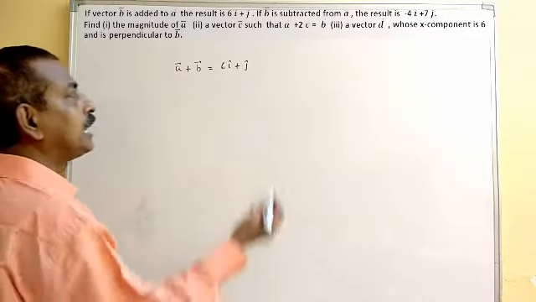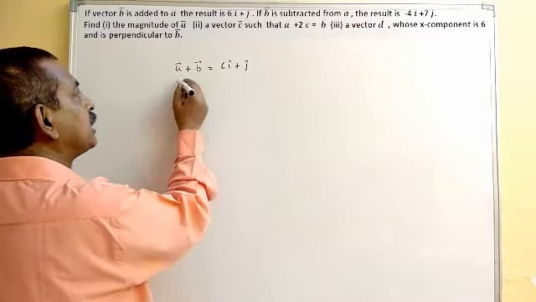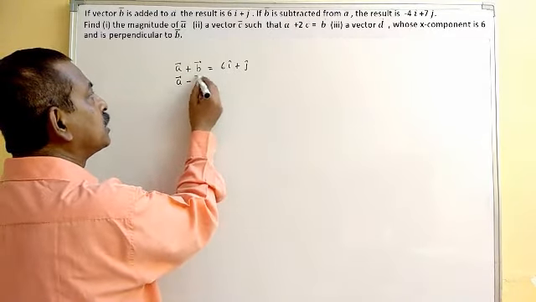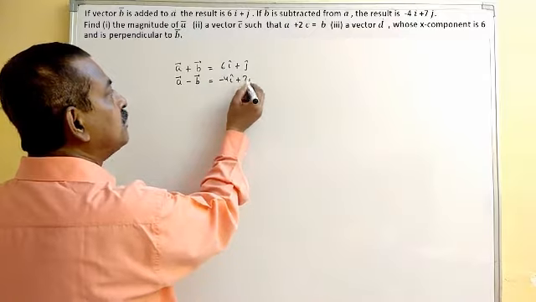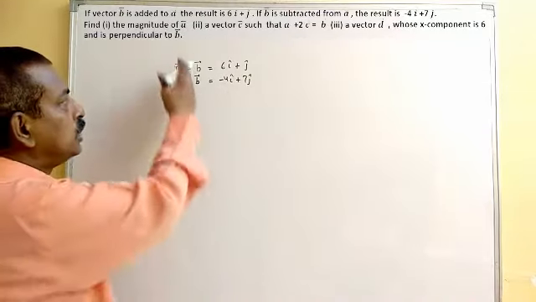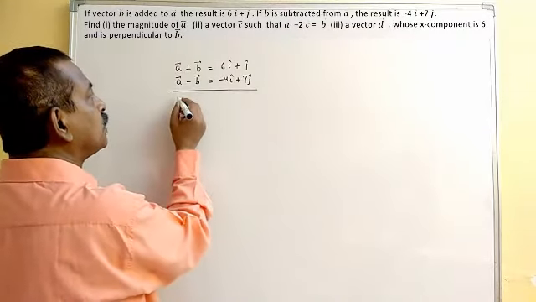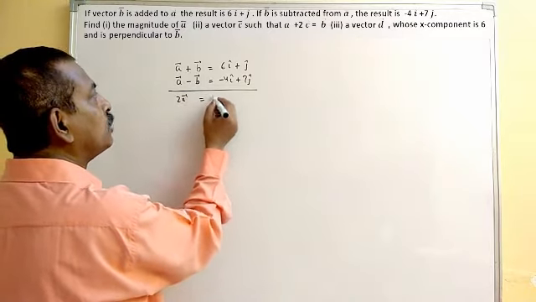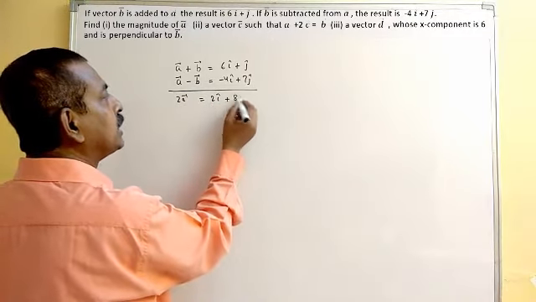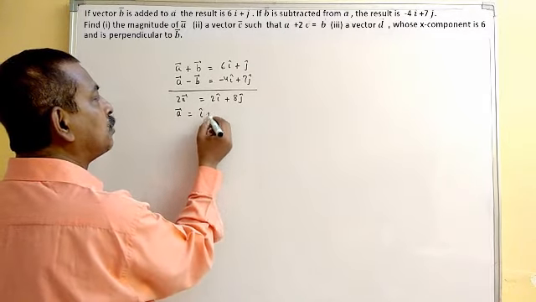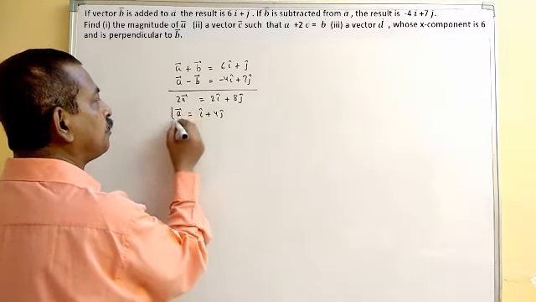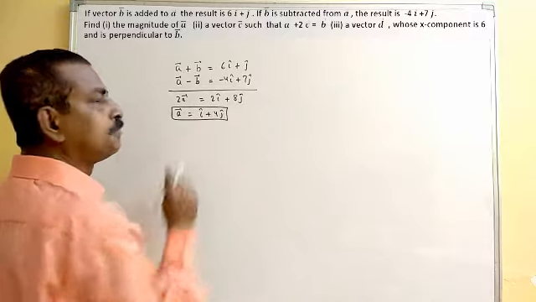Second, given that vector b is subtracted from vector a, that means vector a minus vector b. This is given as minus 4i plus 7j. So if you simply add the two, then 2a vector will be 2i plus 8j, and that will give you the vector a as i plus 4j. This is the vector a.